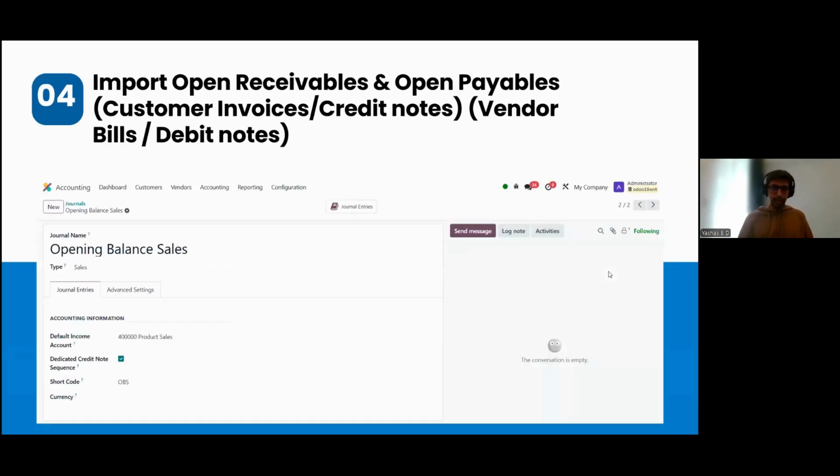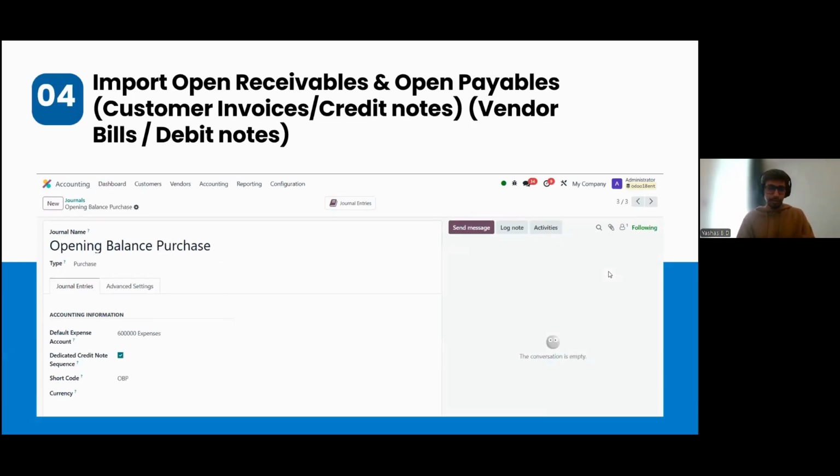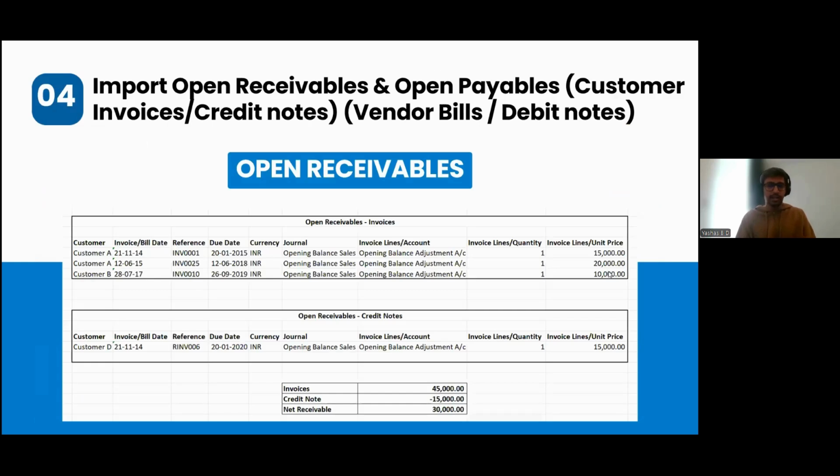Going ahead, as I said, I would suggest creating one separate journal for opening balance sales and one separate journal for opening balance purchase, and this is how we suggest going with the import format. You can see over here who the customer is, the invoice or bill date, and what the invoice reference is. This is for your reference from previous invoices, the previous system. What was the due date? What is the currency? Journal, I have specifically taken the opening balance journal.